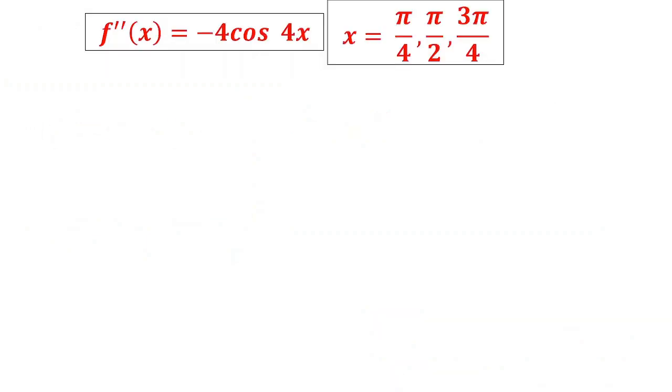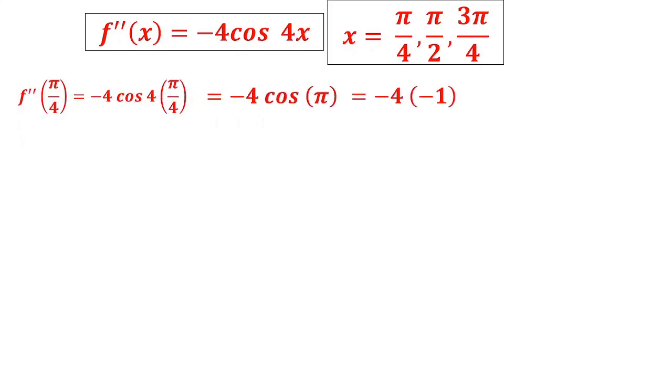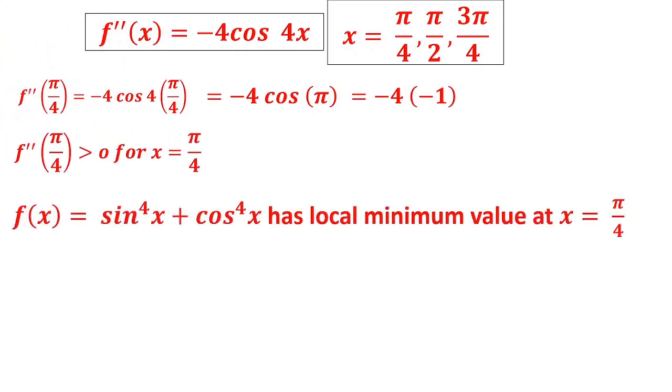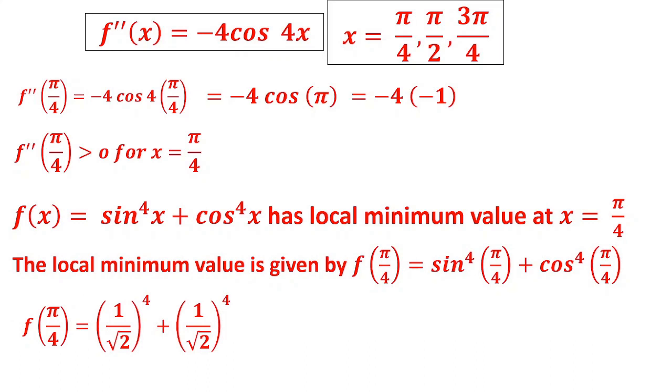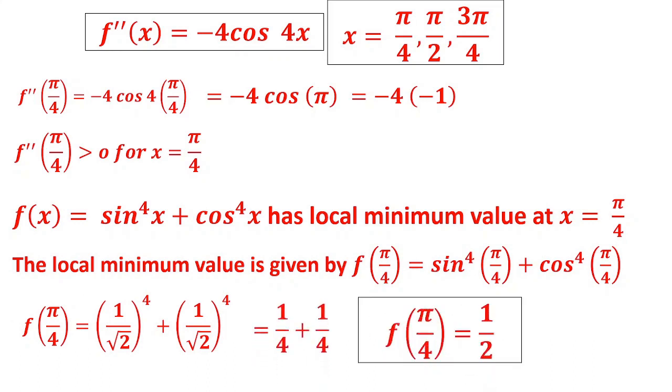Now your work starts. We have to check the nature of f double dash of x at these points. I take pi by 4. I am getting minus 4 cos pi. Therefore, it is greater than 0. Therefore, it is a local minimum value because it is greater than 0. Therefore, the local minimum value is given by sin power 4 of pi by 4 plus cos power 4 of pi by 4, that is 1 by 4 plus 1 by 4. The answer is 1 by 2.